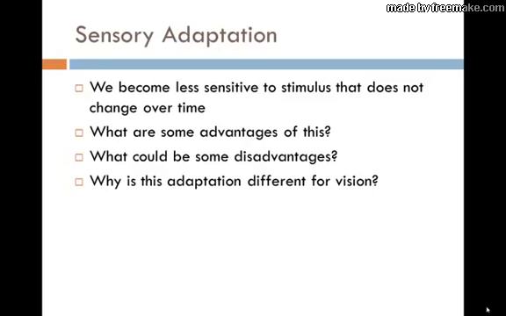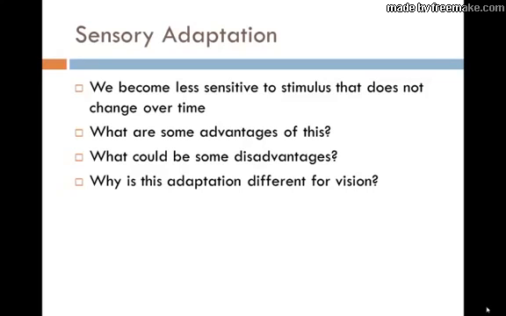If something in our visual field is constant, we're probably not going to focus on it all the time, but if suddenly something moves, now we're going to focus on that. So that's the idea of sensory adaptation, that you might notice something at first, but you can become less and less sensitive to it the longer it doesn't change.